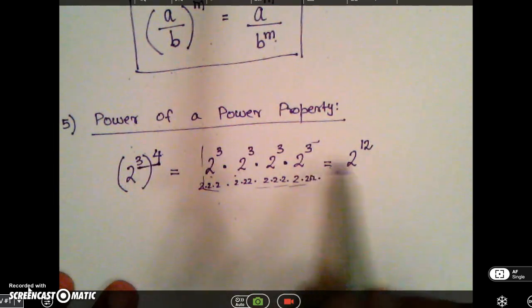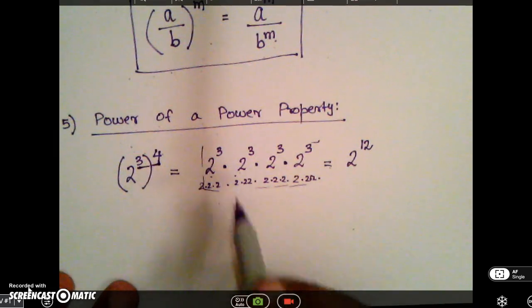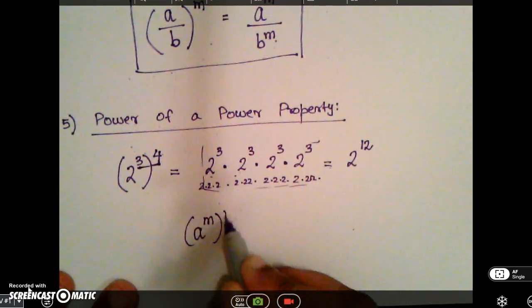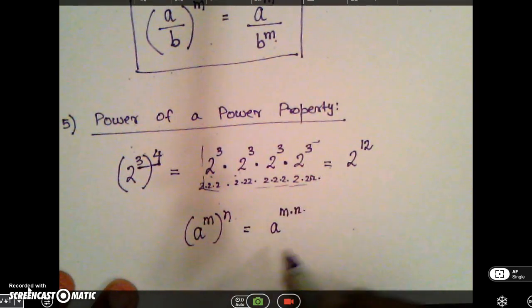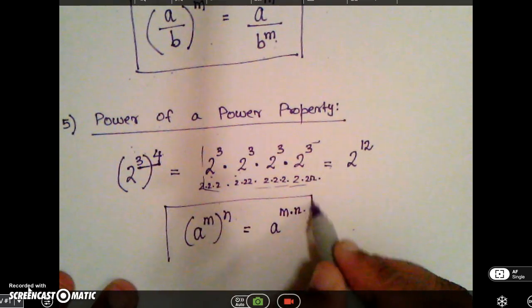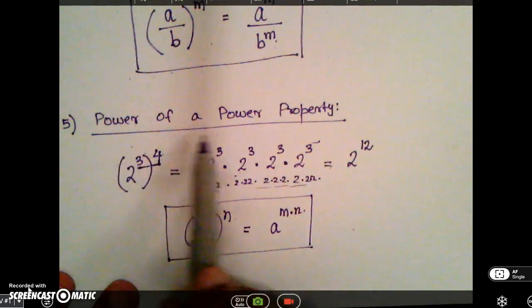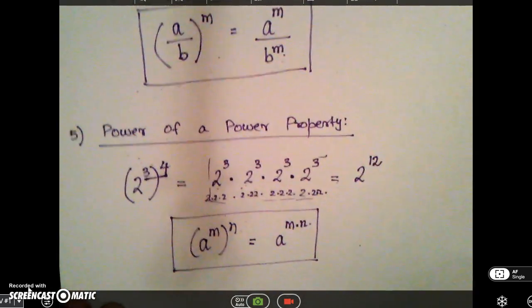So how can I get a 12 from that 3 and 4? All I have to do is multiply them. So if I have a power raised to another power, all I have to do is take the powers and multiply them. Keep the base every single time. Alright, so that's the power of a power property. So I have two powers, I go ahead and multiply the powers.